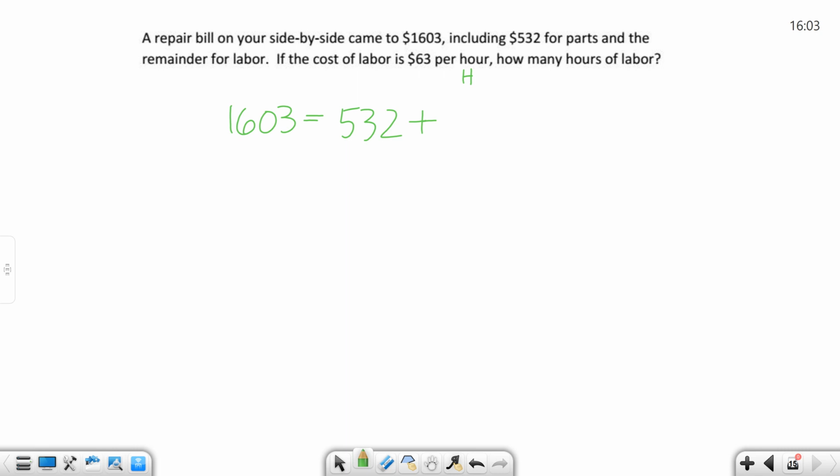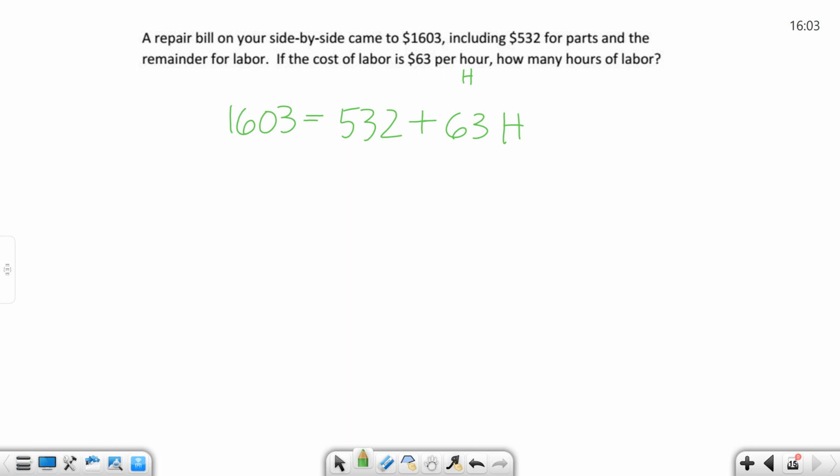So what I'm going to do is call it capital H for hours of labor. You might call it L, but we've already used L, so let's use H. So plus, it's $63 times H, right? Of labor. When you have the word "of" like that, typically you multiply, so it's 63 times H. There's our equation. So $63 per hour times the number of hours gives us dollars, plus the $532 fixed cost equals the total bill for this thing. And we're disregarding tax here. We're being simple with it.